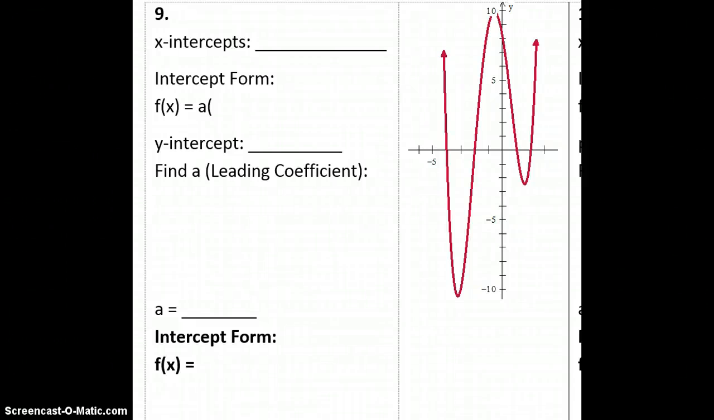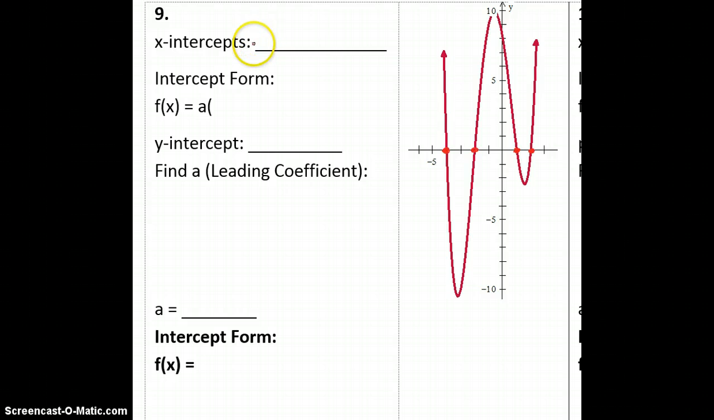Okay, Algebra 2, here we go. Today we're going to write equations by looking at the pictures. So here, if we look at number 9 right here, we have 1, 2, 3, 4 zeros, or x-intercepts.